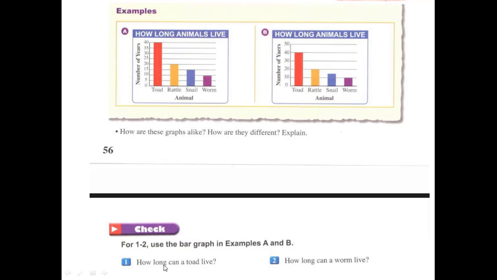Now, how long can a toad live? Toad, it is about 40 years. Okay? It is 40. How long can a worm live? Worm, it is 10. It can just live for 10 years.